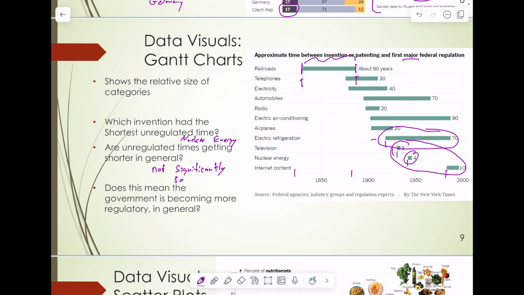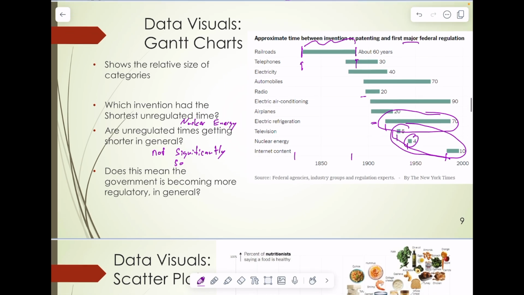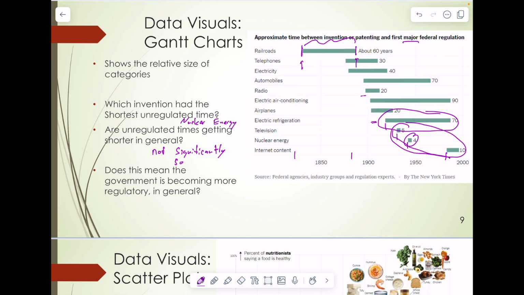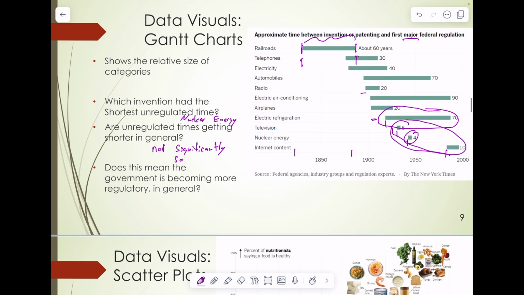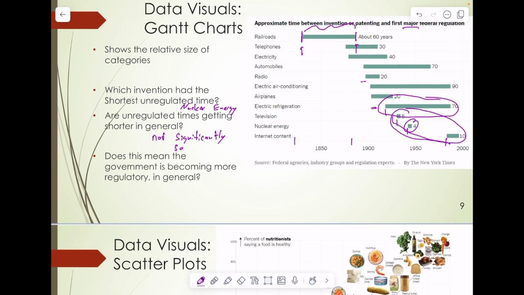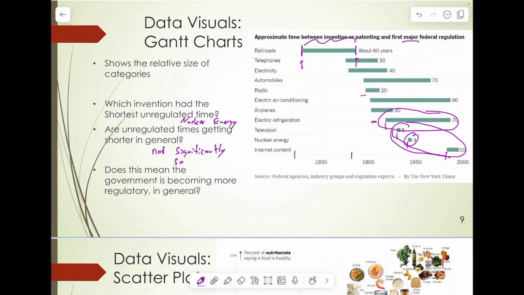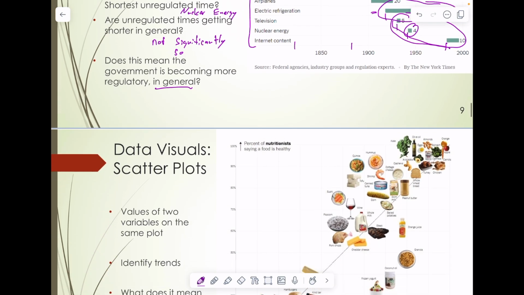Yes, it could be argued that they are getting shorter, but is it really? And so significance in statistics helps us to kind of answer that. Is it really, or is it a fluke? Okay, does this mean the government is becoming more regulatory in general? And the answer to that is, well, no. The reason that I would say no is because this is just such a small handful of technologies being investigated here. And we really can't say anything in general given such a small sample.